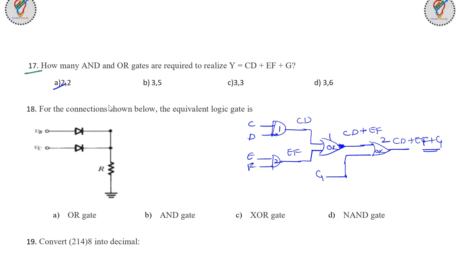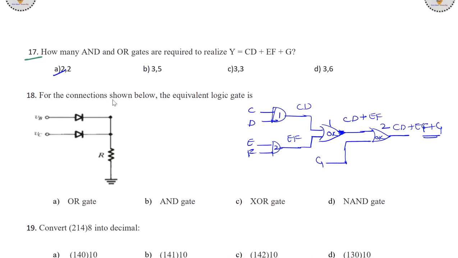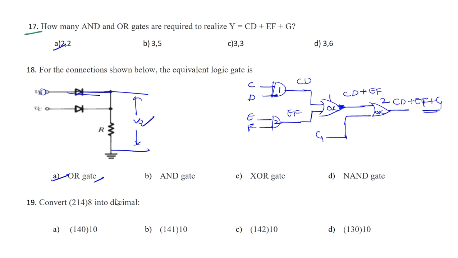Next one. Now this is a very simple question. For the circuit shown below, what is the equivalent logic gate? Yes, the answer is OR. Why? Because if any one is positive, it will conduct. The output will appear here as something, say V naught. If any one switch is on, the output will be V naught. So any one switch on means OR gate. You have seen the truth table of this. If you want, you can review it here.